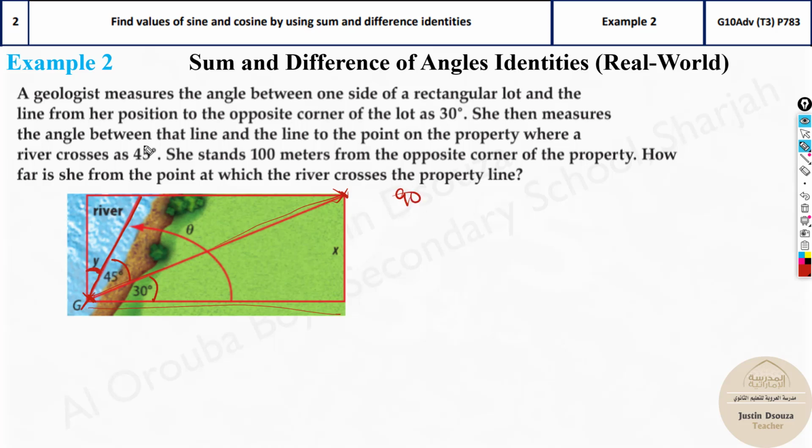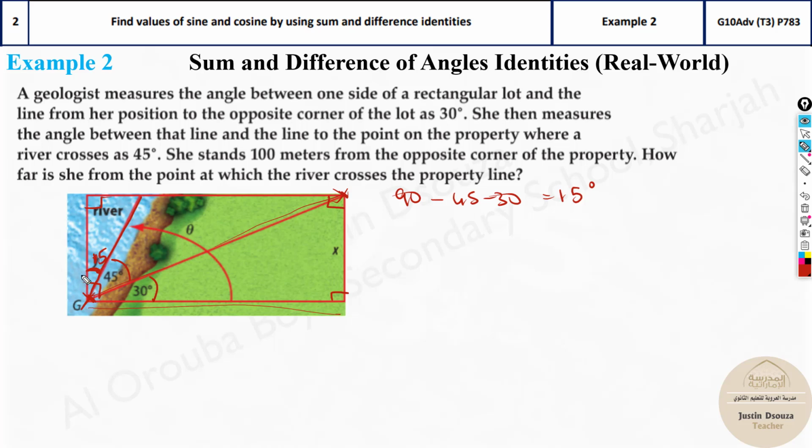It'll be 90 because it's a rectangular plot. All the corners are 90 degrees, isn't it? So we have 90 minus 45 minus 30. It will be 45 minus 30. That's 15 degrees. So this angle over here is 15 degrees.